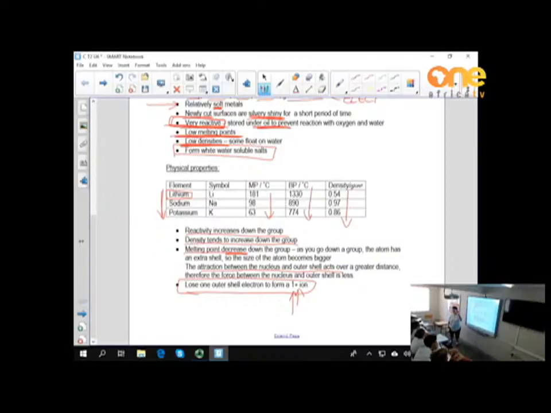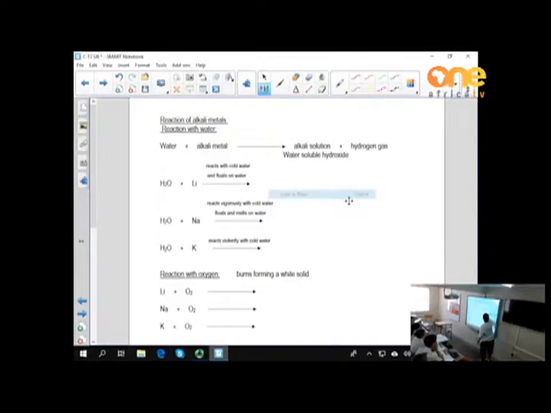The group 2 elements will lose 2 electrons. The charge will be +2. All right. General reaction. When I have an alkali metal, remember this is a group 1 metal, the ones we commonly work with, lithium, sodium, potassium. When it reacts with water, it forms a hydroxide, a water-soluble hydroxide, which is alkaline. It forms an alkaline solution and hydrogen gas.